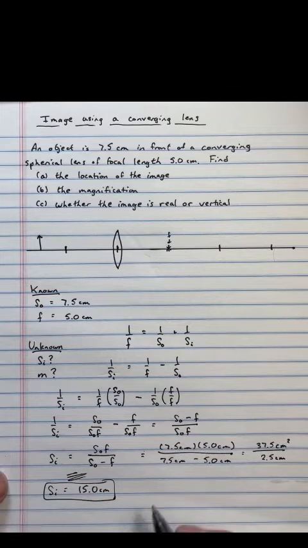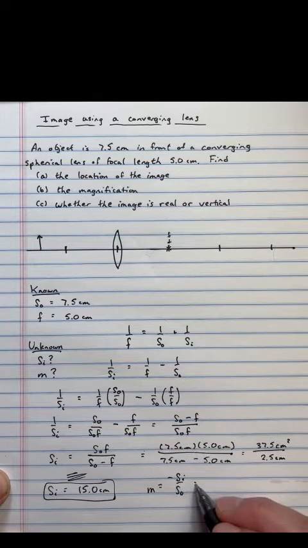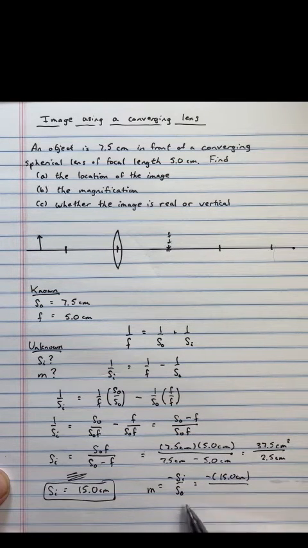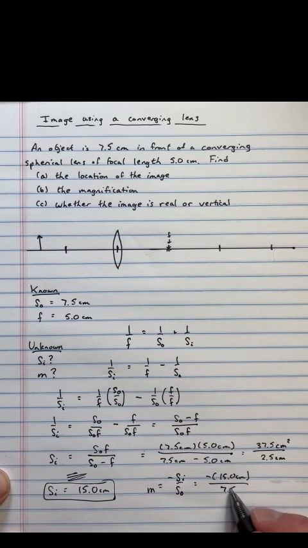Now, what's that image going to look like? That's the next calculation. That's magnification. Magnification is negative SI over SO, like this, okay? So, negative of 15 centimeters divided by SO, which is 7.5 centimeters. I think it's kind of easy to see. 15 divided by 7.5 is 2, and there's a negative sign.